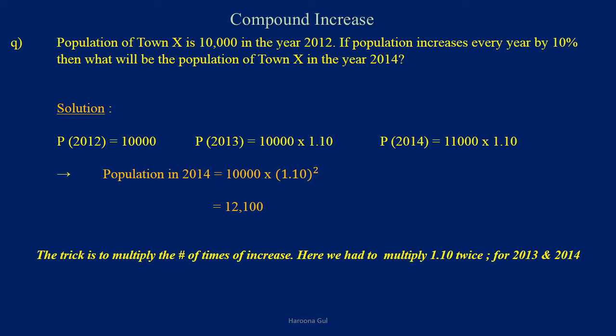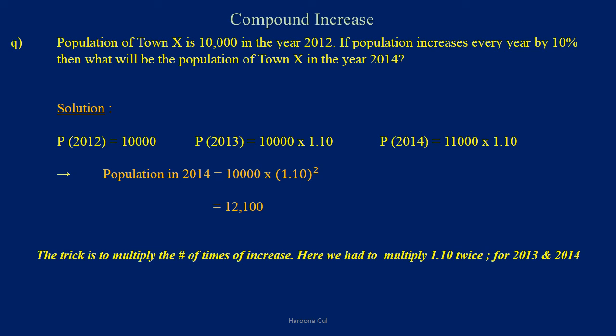First, let us understand the concept. You see, the population of town X in 2012 was 10,000, and there was an increase of 10% in 2013. So we're going to multiply 10,000 with 1.10 to get the population of town X in 2013. And for 2014, we're going to multiply the population of 2013 with 1.10, right? With the 10% increase, that is.